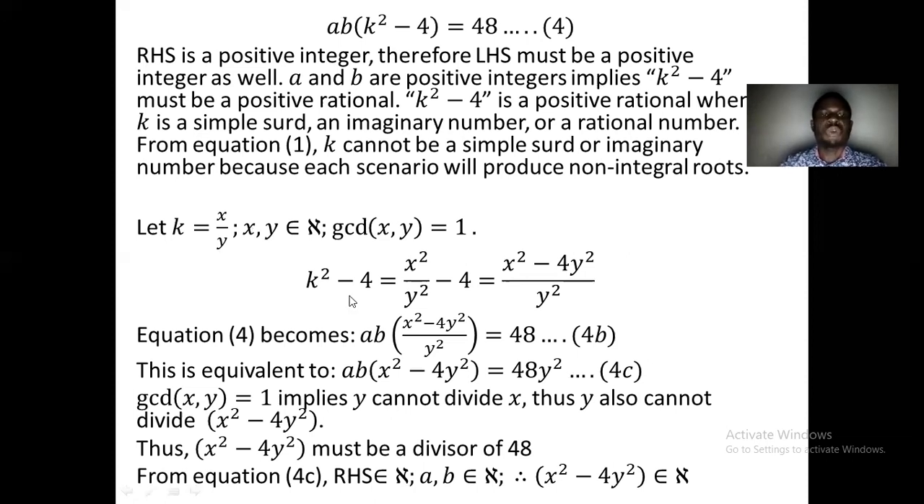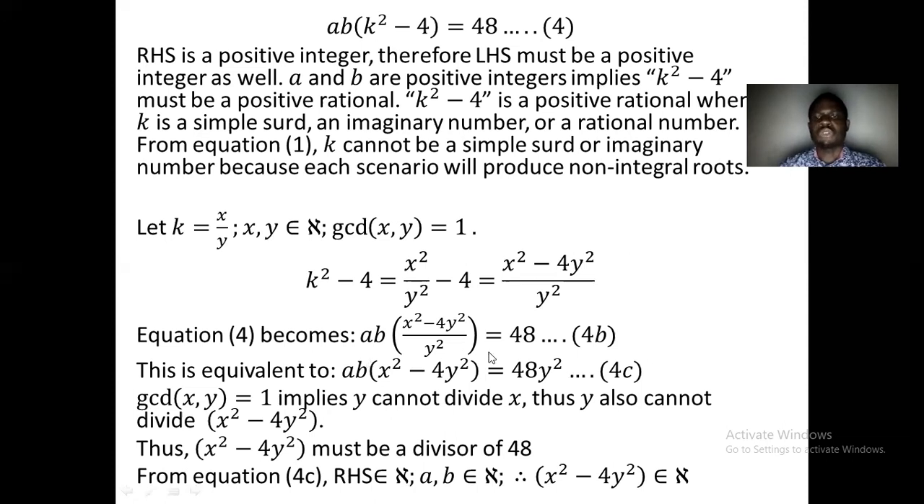Now, k squared minus 4, we now plug in x over y where we find k. So k squared minus 4 becomes x over y all squared, which becomes x squared over y squared minus 4. And if you simplify this, you have x squared minus 4y squared divided by y squared. Now, equation 4, that's the equation we have up here, a times b times k squared minus 4 equal to 48, becomes a times b, our k squared minus 4 is now x squared minus 4y squared divided by y squared, is equal to 48.